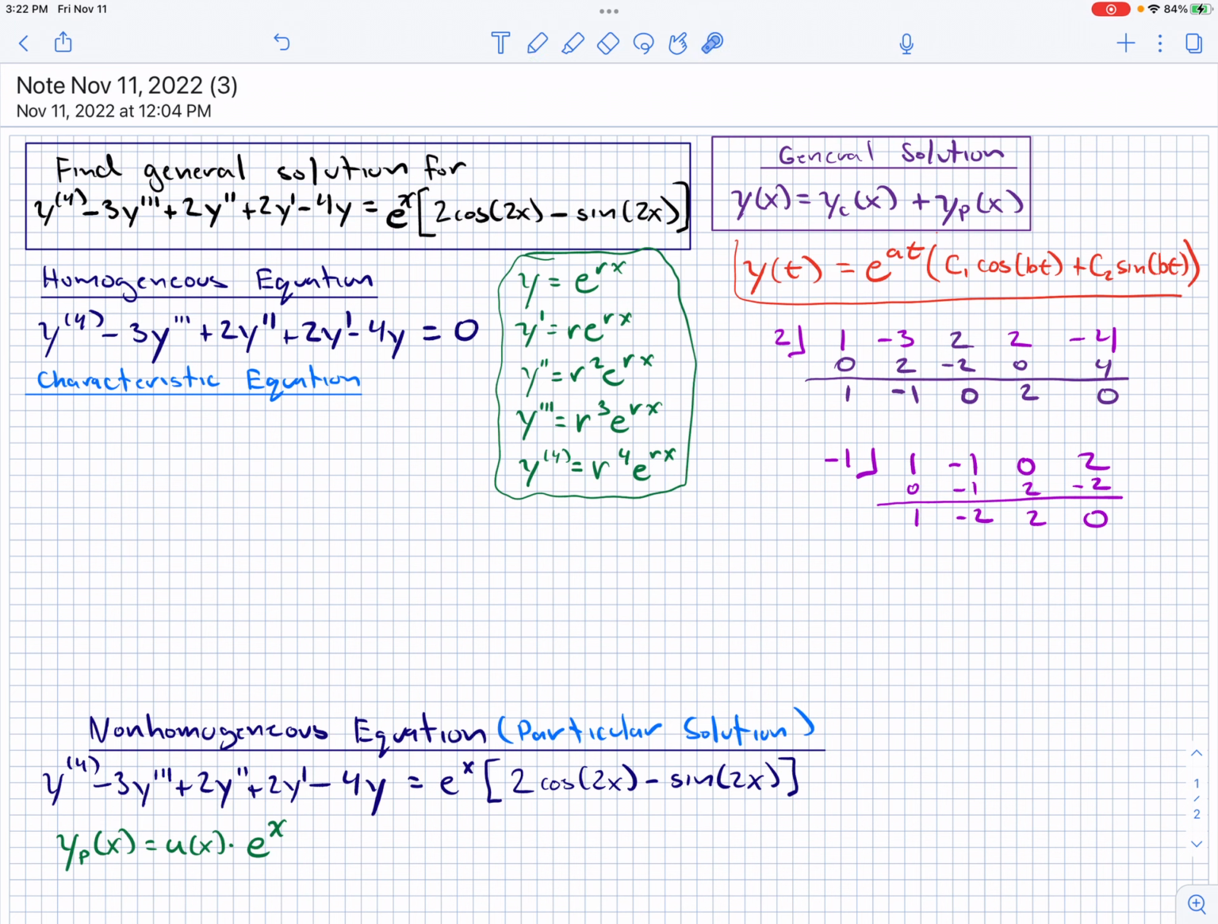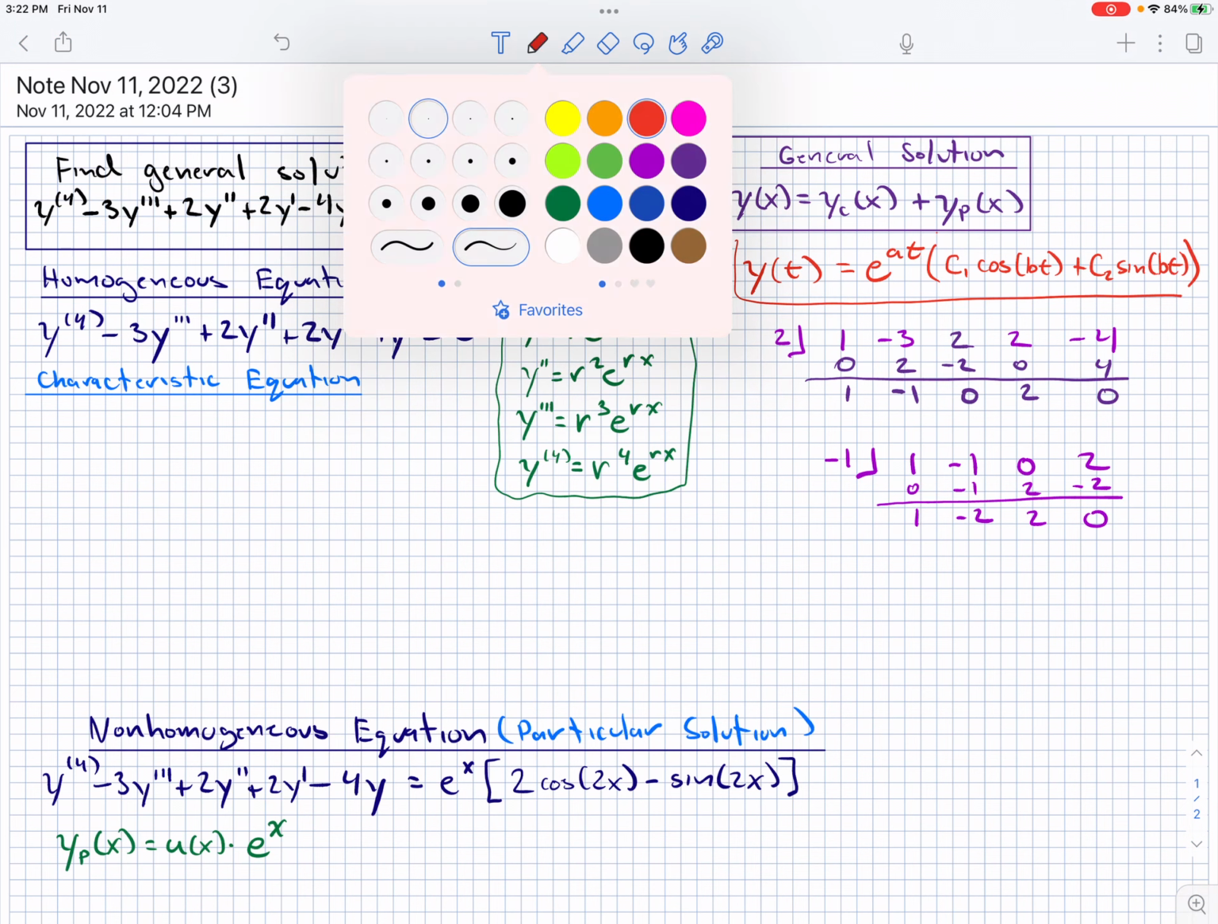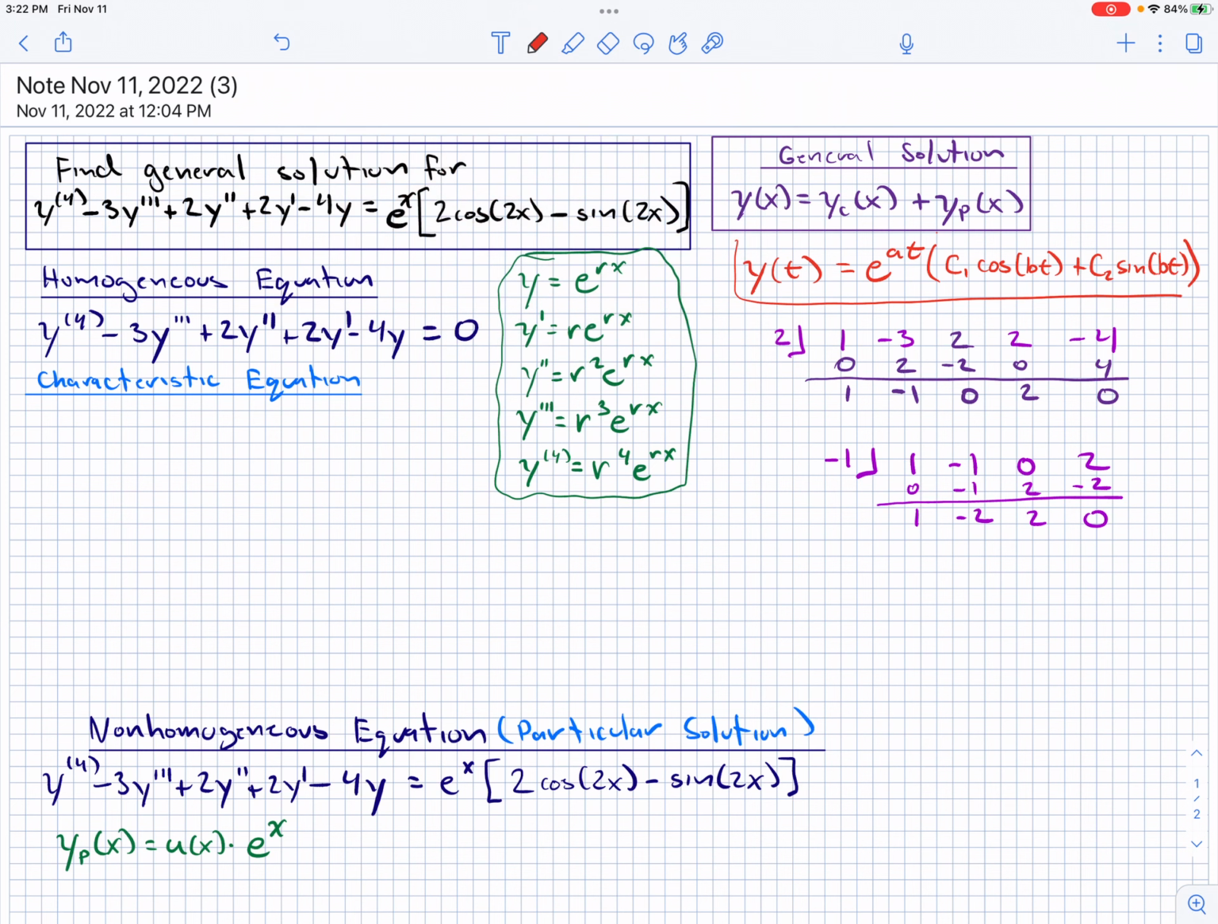So, this differential equation, non-homogeneous, we want to find the general solution, which is the complementary plus the particular. To get the complementary, we do need the homogeneous equation solved. We know the form of these solutions are going to be e to the rx. When we plug that in, we end up with the characteristic equation of r to the fourth minus 3r cubed plus 2r squared plus 2r minus 4 being equal to 0.